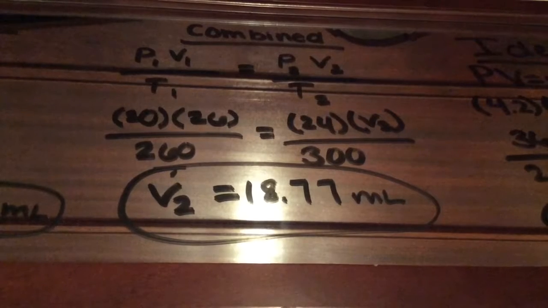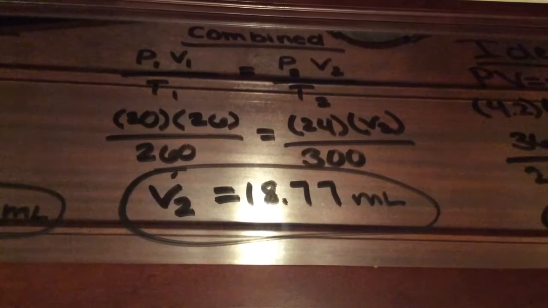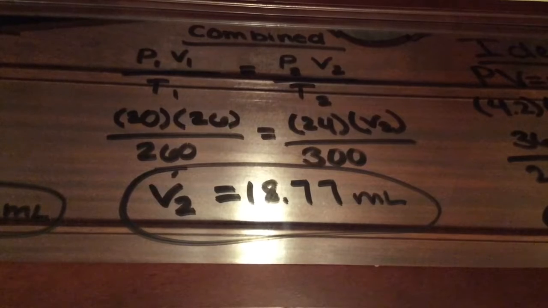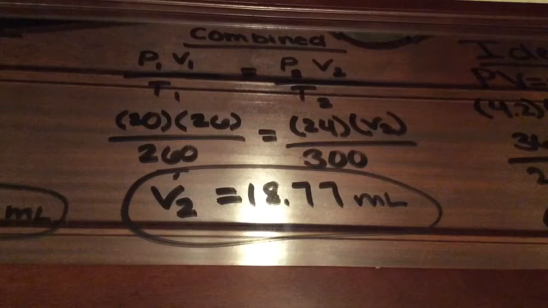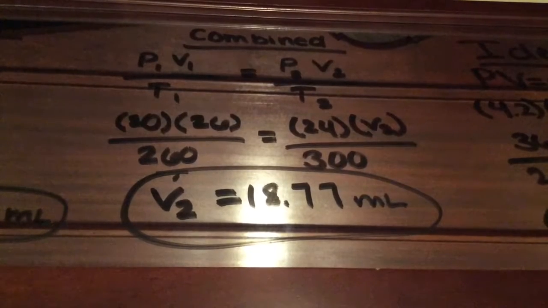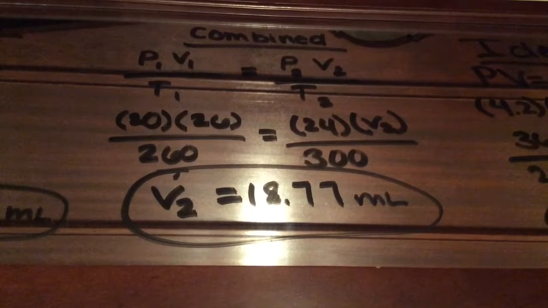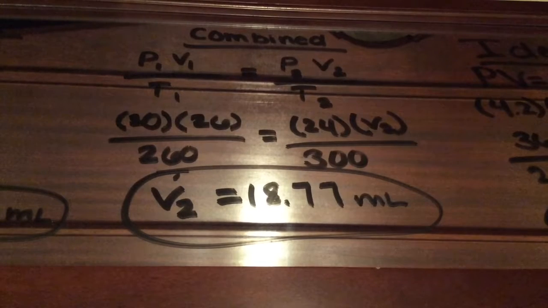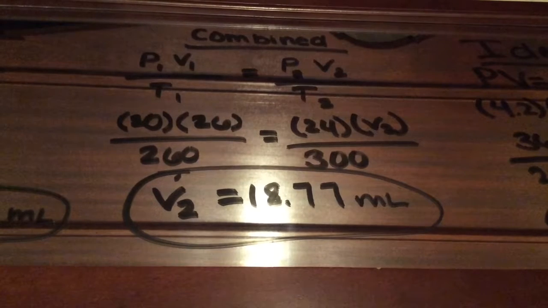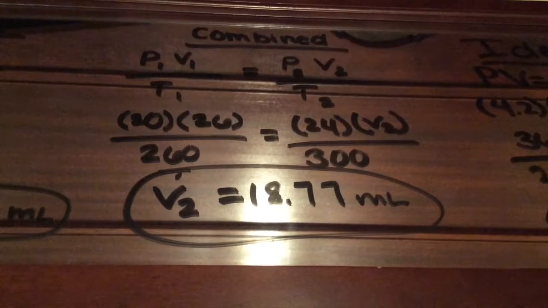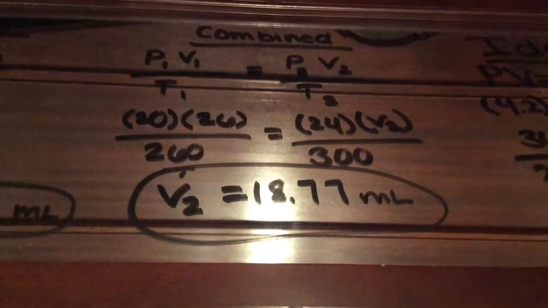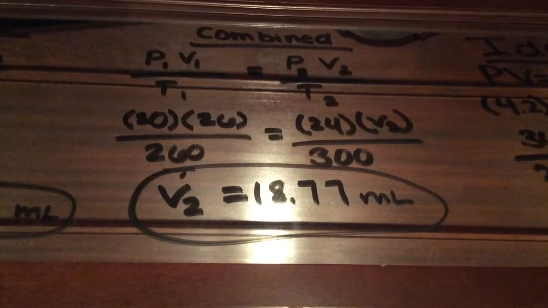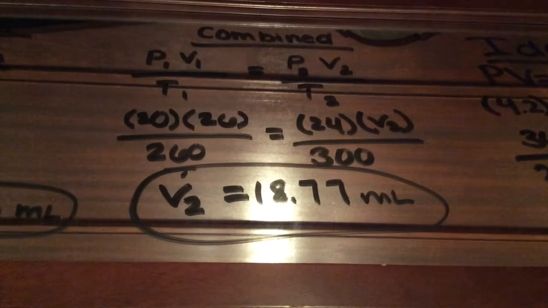So you already have your 20 atm, which would be your pressure, and you would multiply that by your 26 liters, which is your volume, and you would put that over your temperature, which would be your 260 Kelvin, and you would set that equal to your 24, which would be your second pressure, multiplied by your V2, which you're trying to find, over 300, which is your new temperature. And you would then cross multiply and then divide, and you will then get your V2, which is 18.77 milliliters.